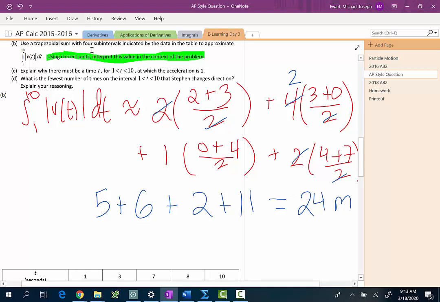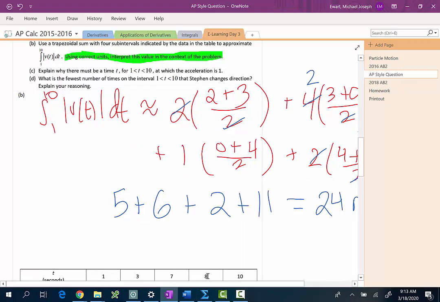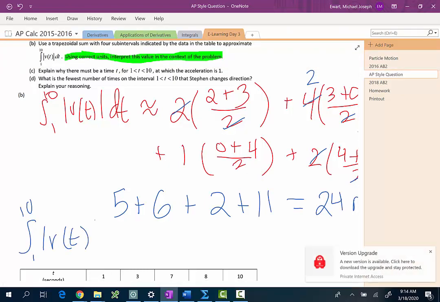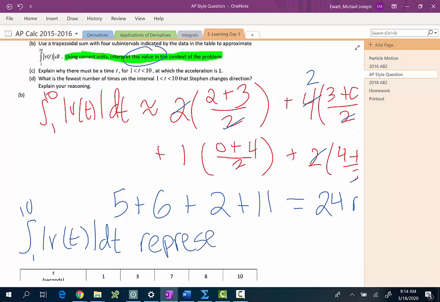The third point is using correct units to interpret the value. So we're going to say the integral from 1 to 10 of v of t dt. Now, they're not asking us to interpret the integral, they're asking us to interpret this value, so I'm going to use 24 as well. I'm going to say it represents the, now we said the integral of velocity is position, but when we add absolute value, it's the total distance. So it's the total distance.